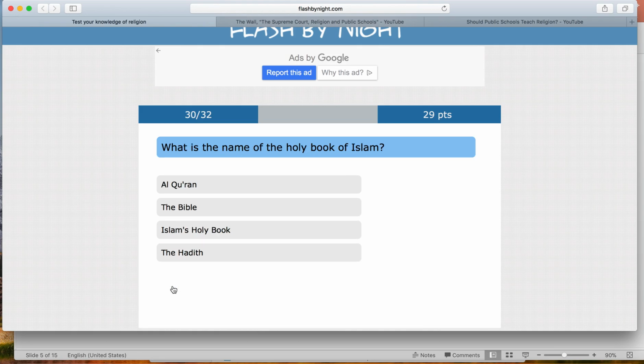All right, so next one, what is the name of the holy book of Islam? Is it Al-Quran, the Bible, Islam's holy book, or the Hadith? You selected Al-Quran, you're correct.